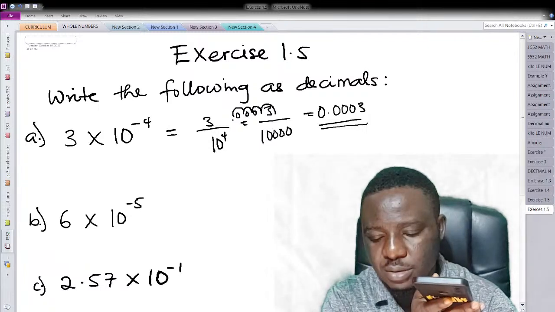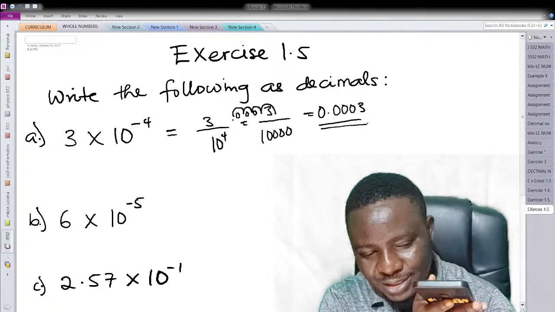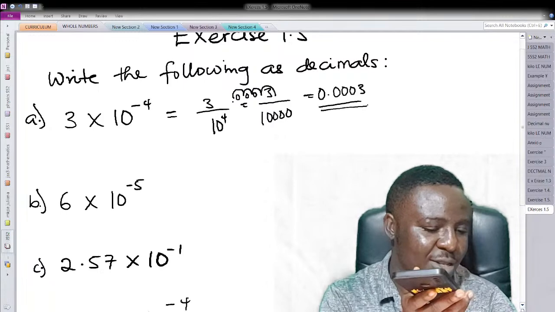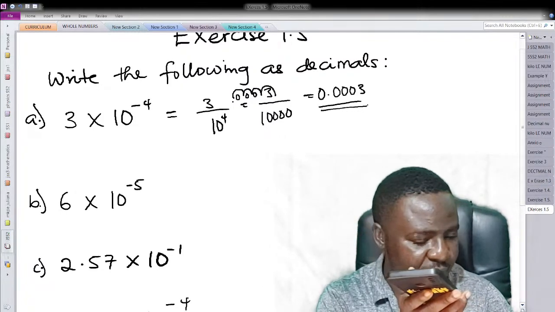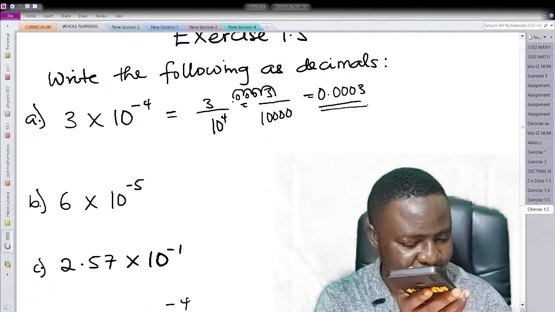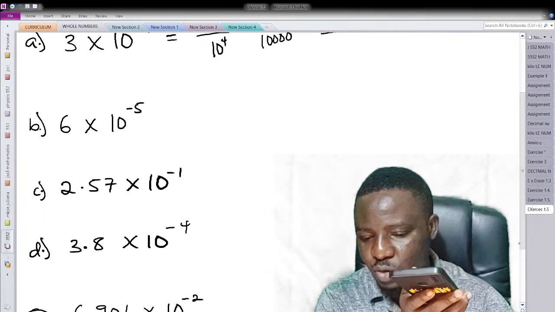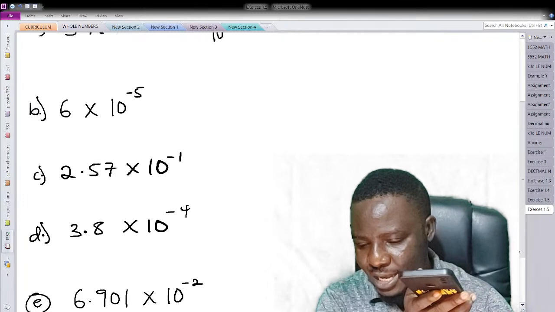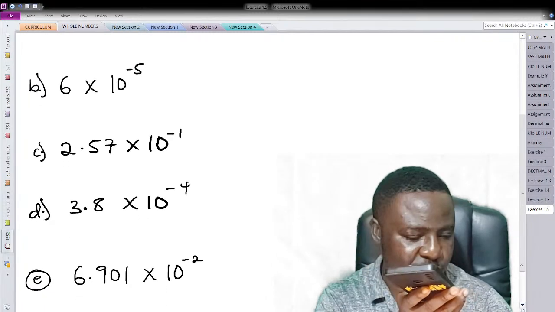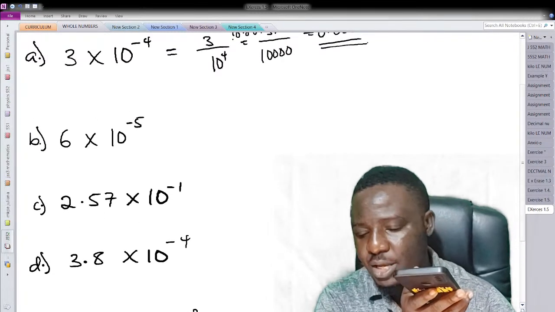Is this clear? Any question? No question? Okay, so we can move ahead with B. Get set, because you are going to solve others.